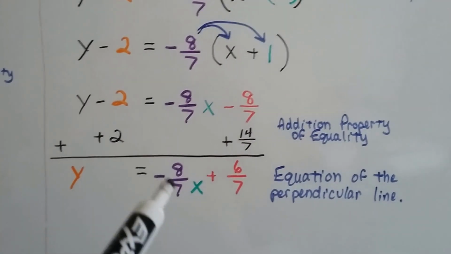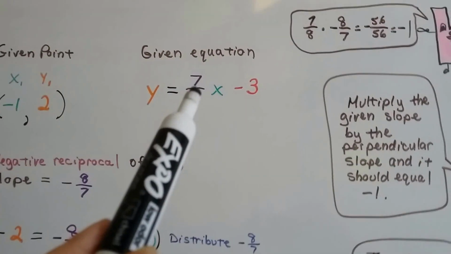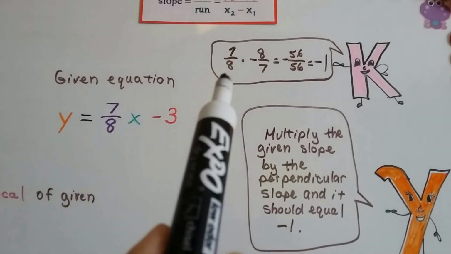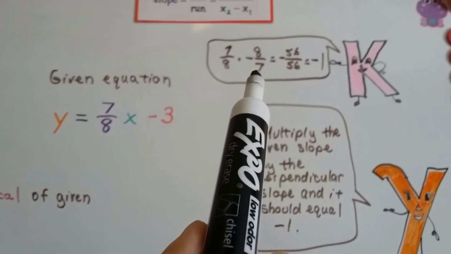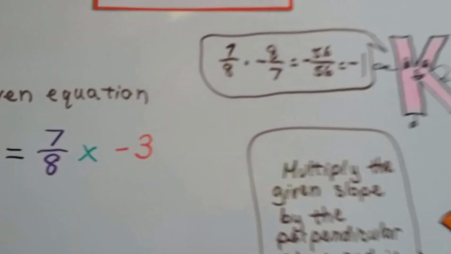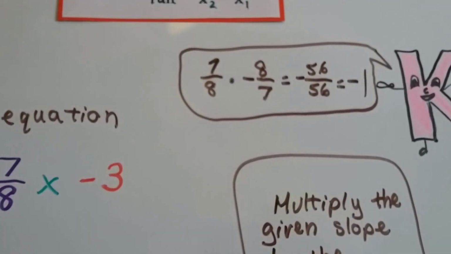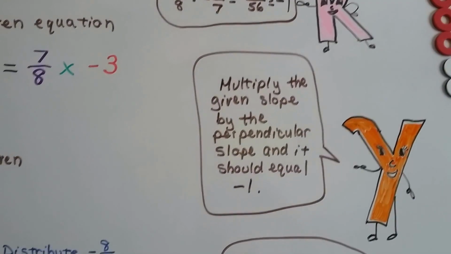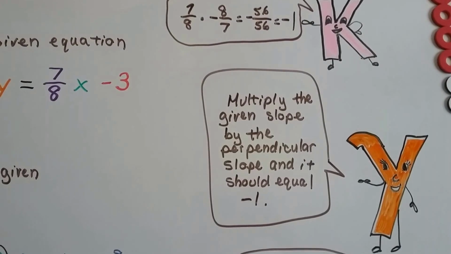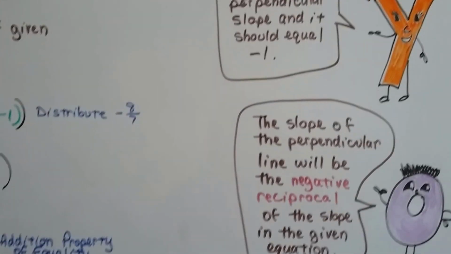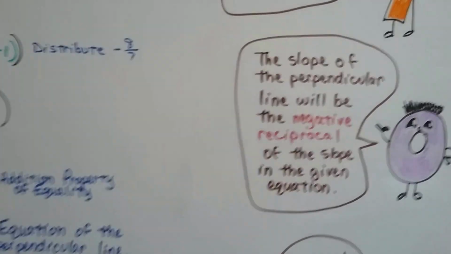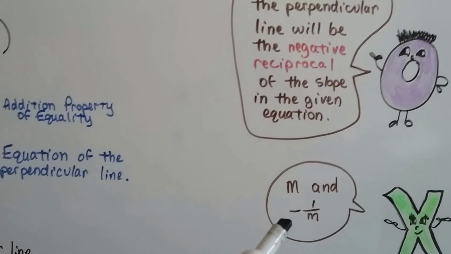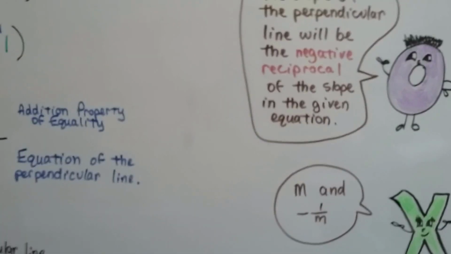And I can take this negative 8/7 and this 7/8 and multiply them together. This is the given slope and this is our perpendicular equation slope. If I multiply them together and they equal a negative 1, I know I did it correctly. When you multiply the given slope by the perpendicular slope, it should equal a negative 1. The slope of the perpendicular line is going to be the negative reciprocal of the slope in the given equation. So if m is the slope, our negative reciprocal is going to be negative 1 over m.